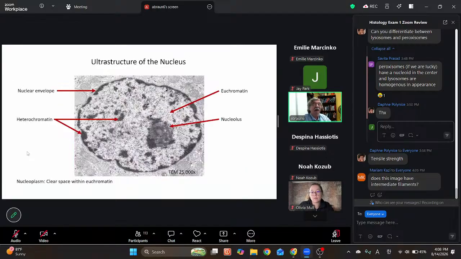Here's EM showing you a nucleus, and you see lots of pallor. That's where euchromatin, uncondensed chromatin, is located. And then just beneath the nuclear membrane is heterochromatin. It's more condensed and therefore more electron dense and therefore more dark. And here's a big mass like that.